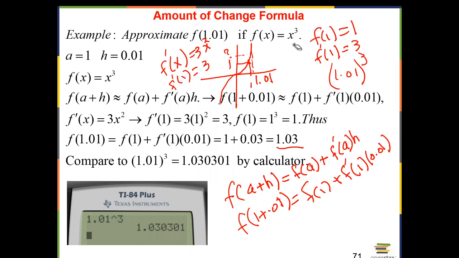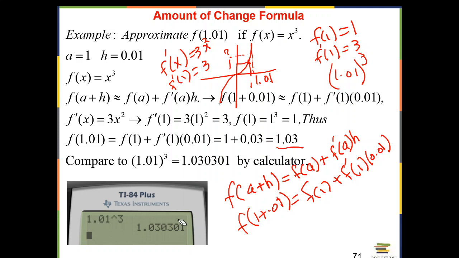So this is useful, right? Let's say this was x to the 100th power. I still add 1 would be 1, and I can find the prime and find that. But think about it, if you take 1.01 and raise it to 100, that takes a long time. But you can approximate it this way, right?